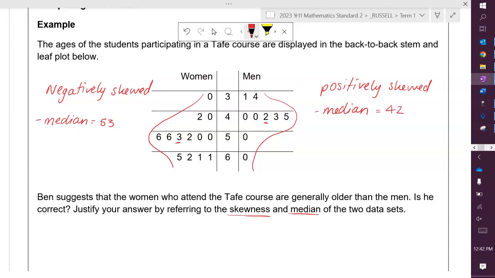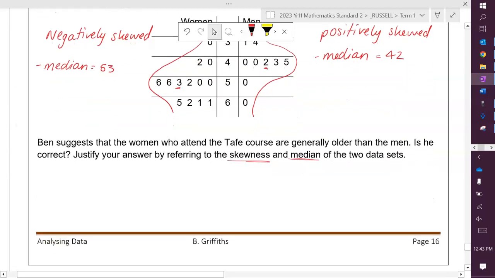So we can already see the difference with the men and the women here. He suggests that women who attend the TAFE course are generally older than the men. Is he correct? If we look at that, we can already see that the median age for women is a lot higher. So we can say, yes, he is correct.